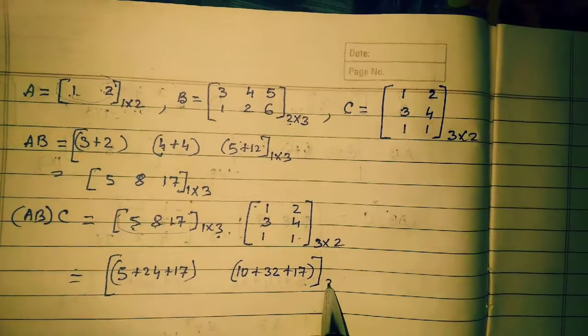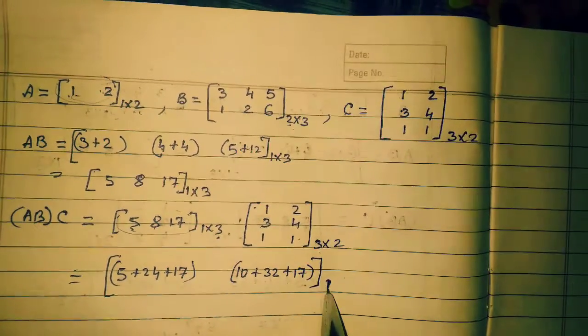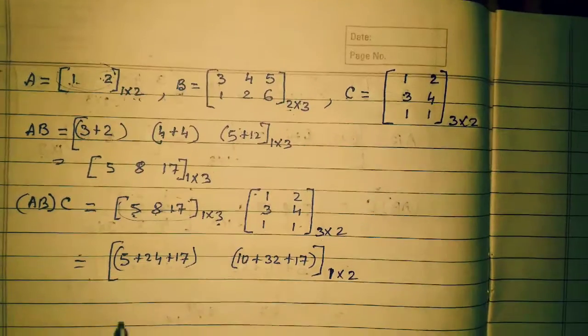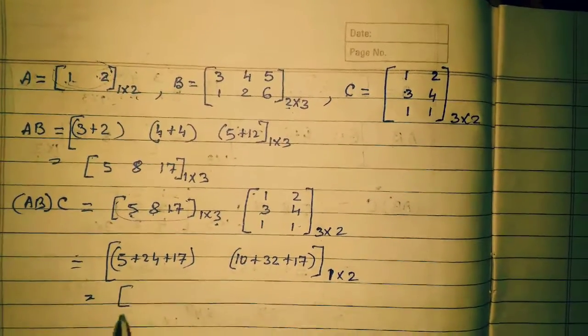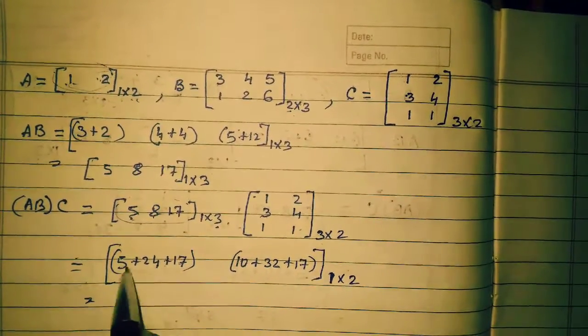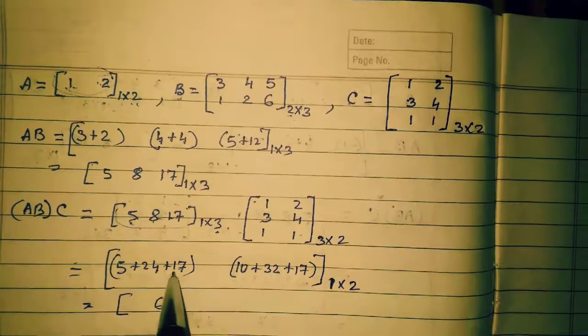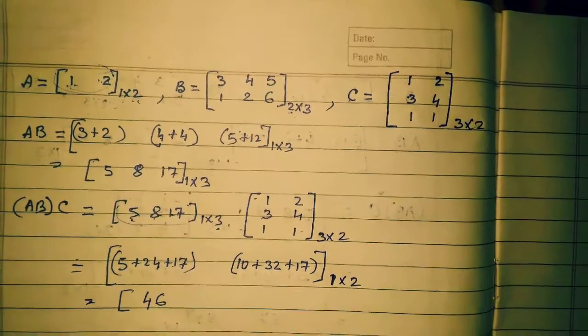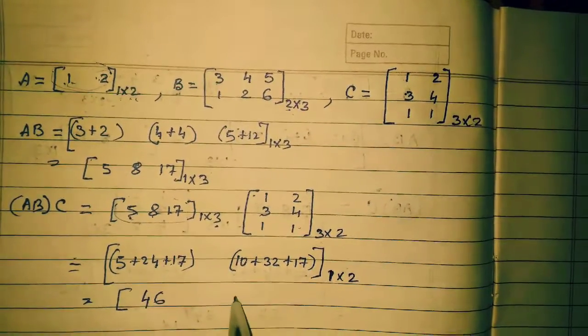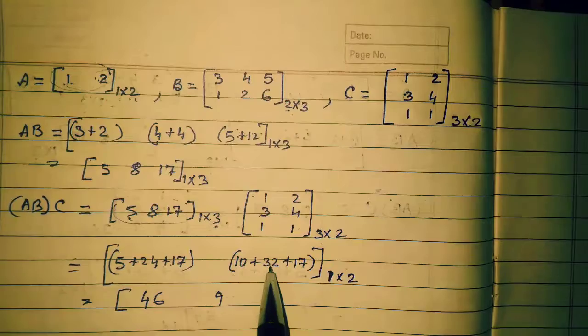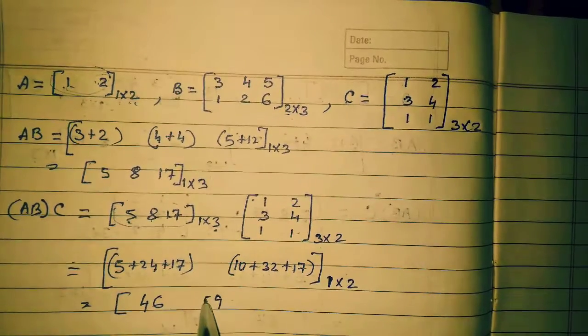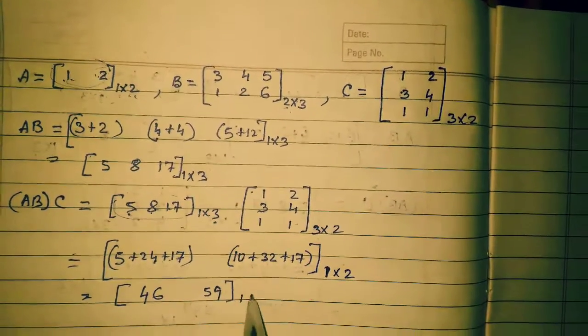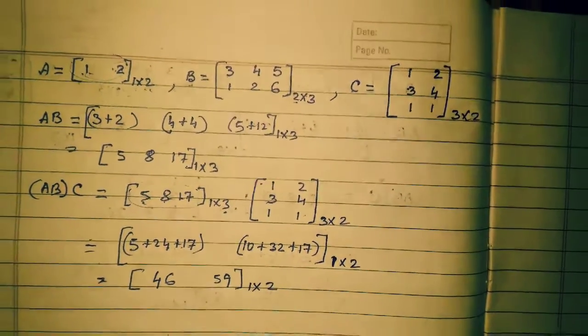So the resultant matrix order is 1 into 2. So how much is it coming to over here? 7 plus 4 is 11, plus 5 is 16, 2 plus 2 is 4, so 46 is coming over here. And here, 7 plus 2 is 9, and 4 plus 1 is 5. So 46 and 59 is the resultant value over here.